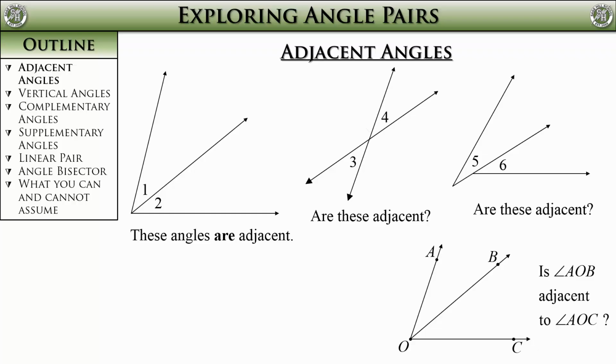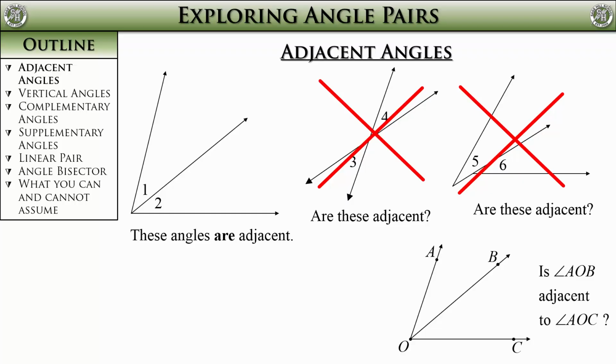Let's see the answers. Angle 3 and angle 4 are not adjacent. You are not allowed to touch at a single point. You must have more. Angle 5 and angle 6 are not adjacent either. They do touch more than angle 3 and angle 4, but it's still not enough. You are also not allowed to have one angle inside the other. They have to be next to each other, not inside.